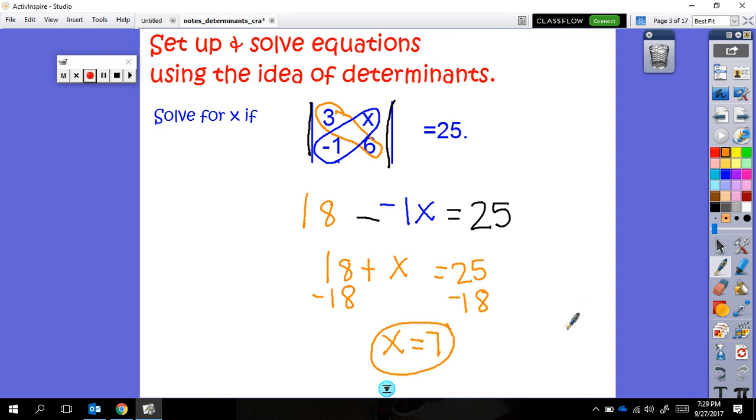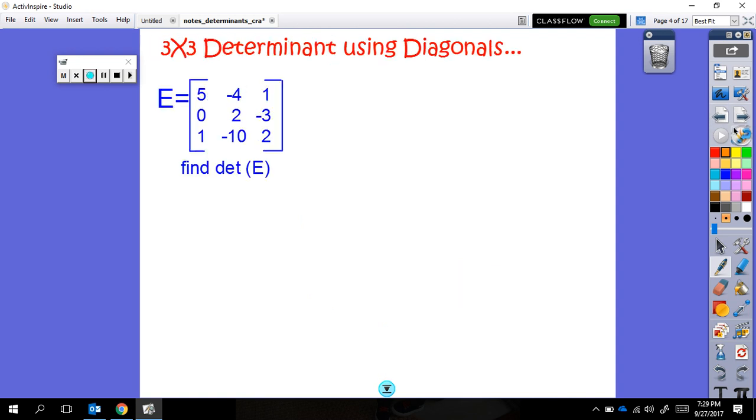So I can ask you to solve for a missing variable within a matrix, and we did a little bit of that with adding, subtracting, and multiplying. So that would be 7. Now, what if it's bigger than a 2 by 2? 2 by 2s are easy. 3 by 3s are a little bit more complicated. They're not terrible, but they're a little bit more complicated.